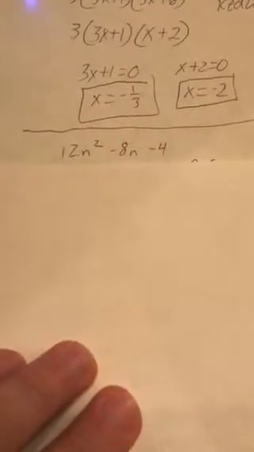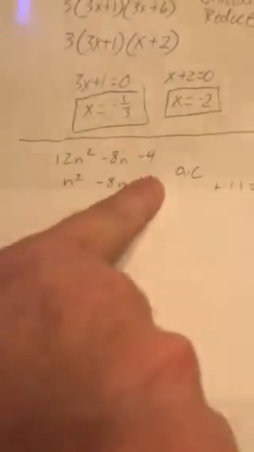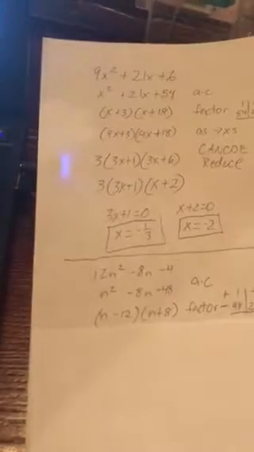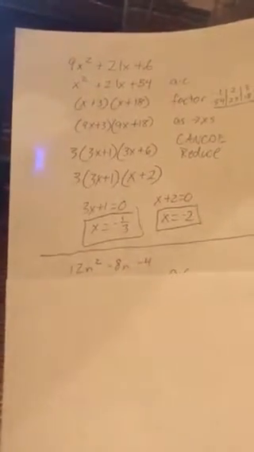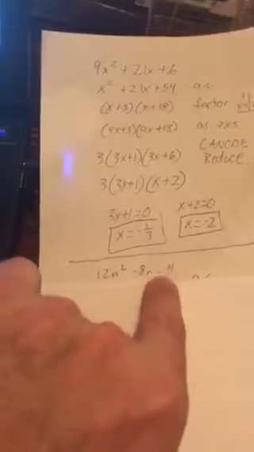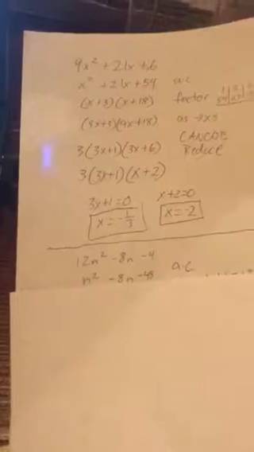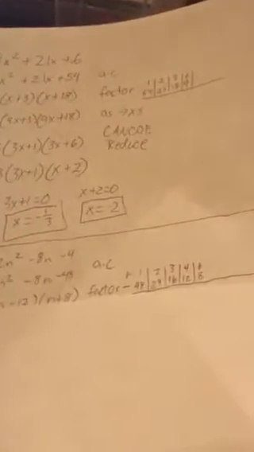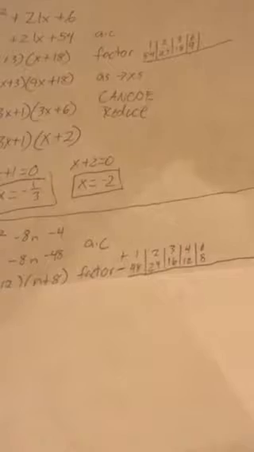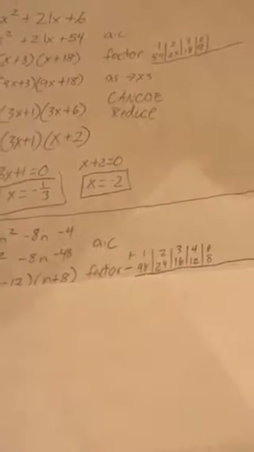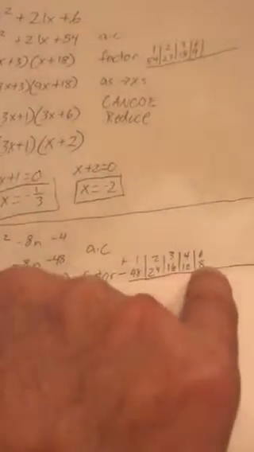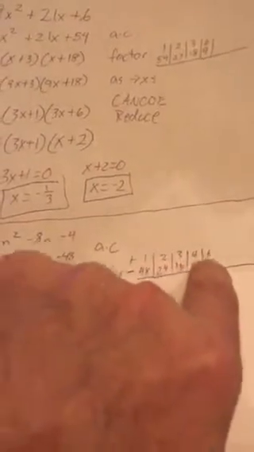12n squared minus 8n minus 4. I first take a times c. 12 times negative 4 gives me negative 48. Now in the previous question, my c was positive, so if the c is positive, both factors follow the sign of b. So when c is negative, the larger factor follows the sign of b. So I take a times c, 12 times 4. Then I use all of my factors of 48, 1 and 48 and so on. Now my larger factor is going to be negative, so all of my factors down here are negative. All the ones up here are positive.